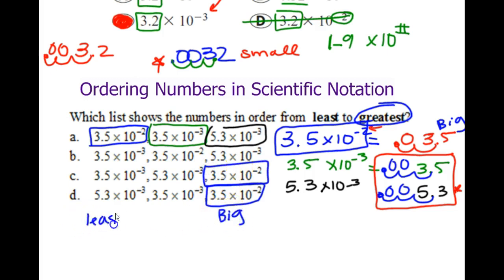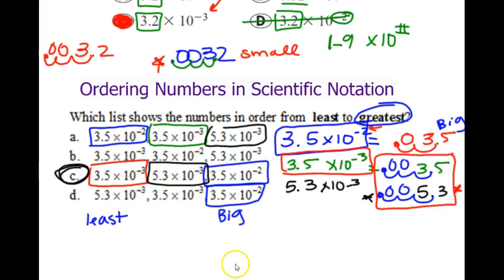We want the least number over on the left side. The least number would be this one in the middle because these two are very similar. However, this one has a 3 and this one has a 5 in the third decimal place here. So it's smaller than this one. Same with this one, it's smaller than this because 0 and then the 3, the 0 is smaller. So we better have 3.5 times 10 to the negative third first, which is that one. And then our middle one would be this bottom one, 5.3 times 10 to the negative third. So it looks like C would be our answer.